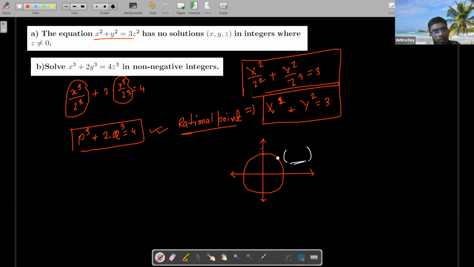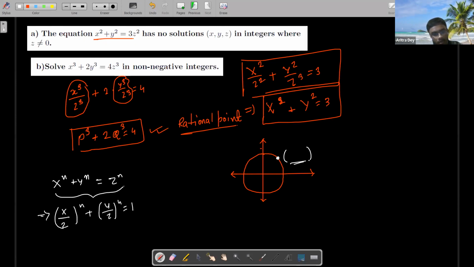And there is another thing, I think everyone knows, a very famous problem: x to the power n plus y to the power n equal to z to the power n doesn't have any non-trivial solution. This is Fermat's last theorem. If you observe this problem, it basically states that (x by z) to the power n plus (y by z) to the power n equal to 1, in other words, p to the power n plus q to the power n equal to 1. This curve doesn't contain any rational point. Okay, that is the final thing.